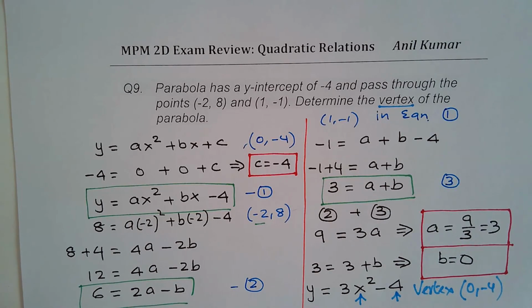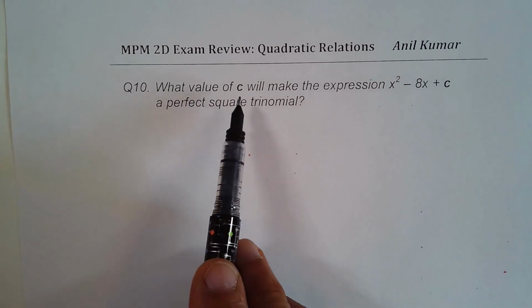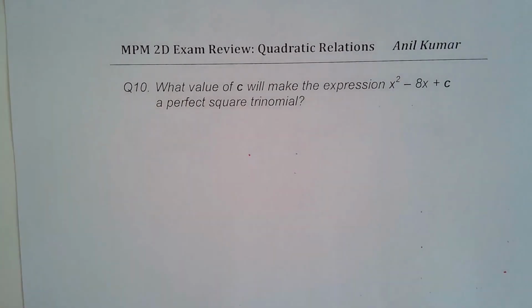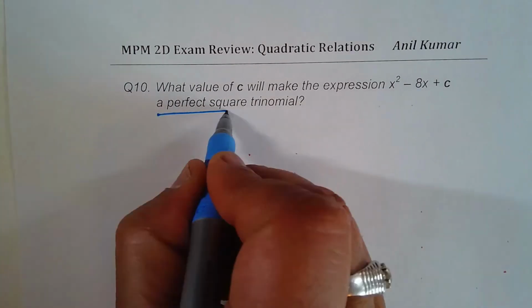Now, let us take up question number 10. What value of c will make the expression x squared minus 8x plus c a perfect square trinomial? So let us understand, what do we mean by a perfect square trinomial?